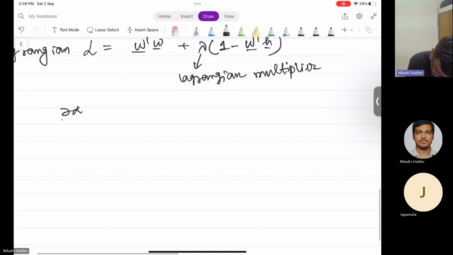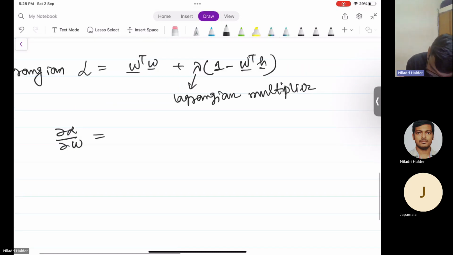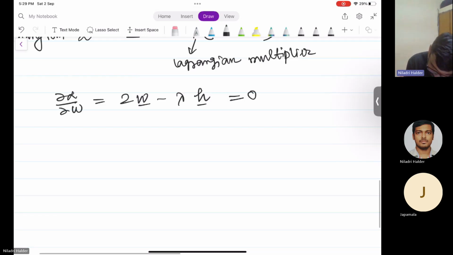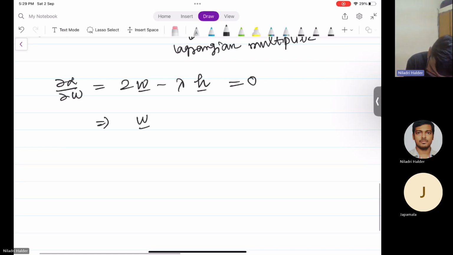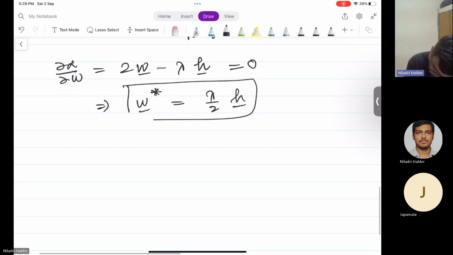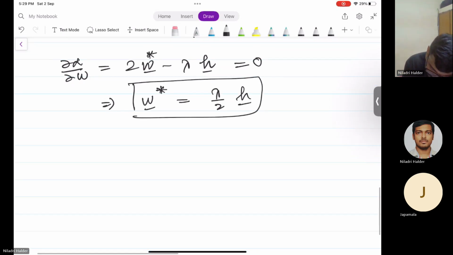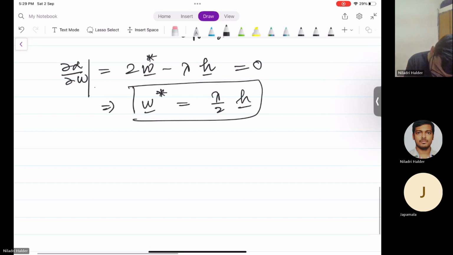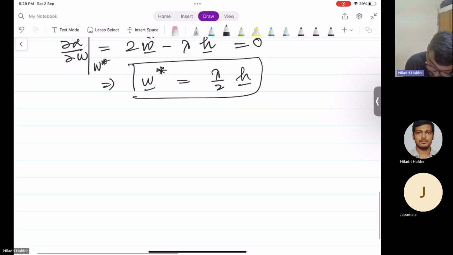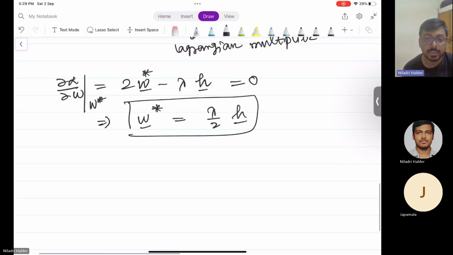Differentiating this with respect to W, that is equal to 2W minus lambda H, equal to 0. That is the same as W optimal, W star, equal to lambda by 2 H. Okay, so now we have to find out what should be the lambda.